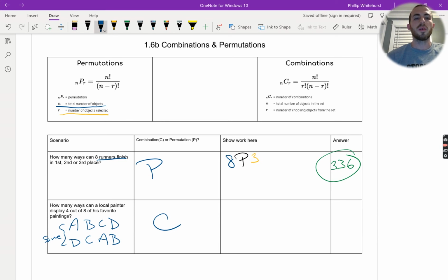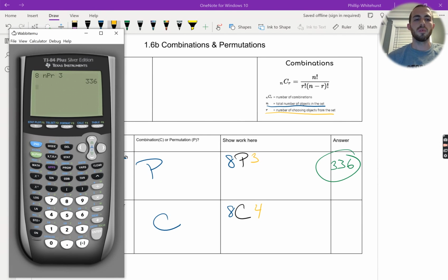Now we're going to do the same way we did permutation. We would have to use this big old equation, but we're going to let the calculator do that for us. All we have to identify is the total number of objects, which in this case are the 8 paintings. We have a C for combinations. R is the number that we're choosing. We're choosing only 4 out of the 8. And now we're going to put that in our calculator.